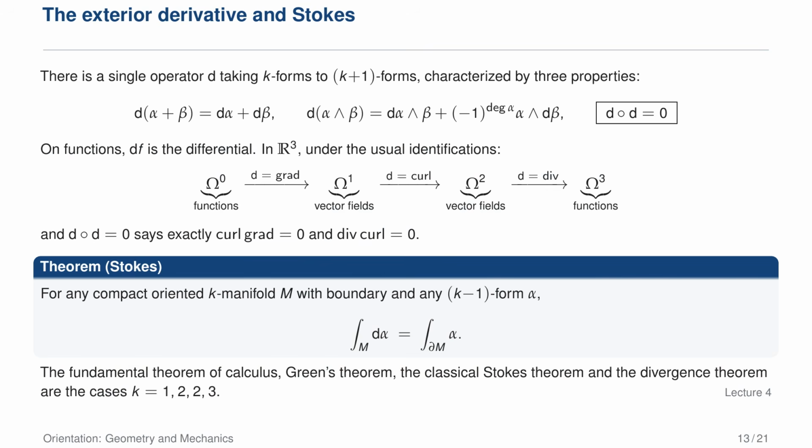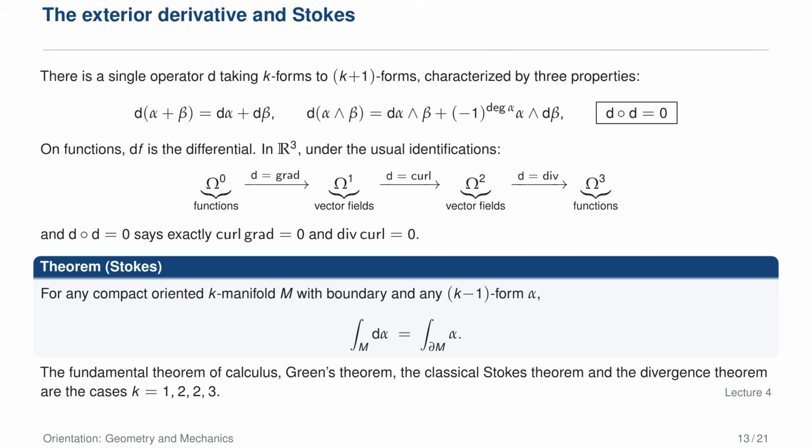There is a single operator written d that takes k-forms to k+1 forms. It is characterized by three properties. It is linear. It satisfies a signed Leibniz rule across the wedge product. And crucially, d of d is 0. On functions, d is just a differential. And in three-dimensional space, under the usual identifications, the sequence of exterior derivatives from 0-forms up to 3-forms is exactly gradient, then curl, then divergence. So the statement d of d is 0 contains two familiar identities at once: curl of a gradient is 0, and divergence of a curl is 0.